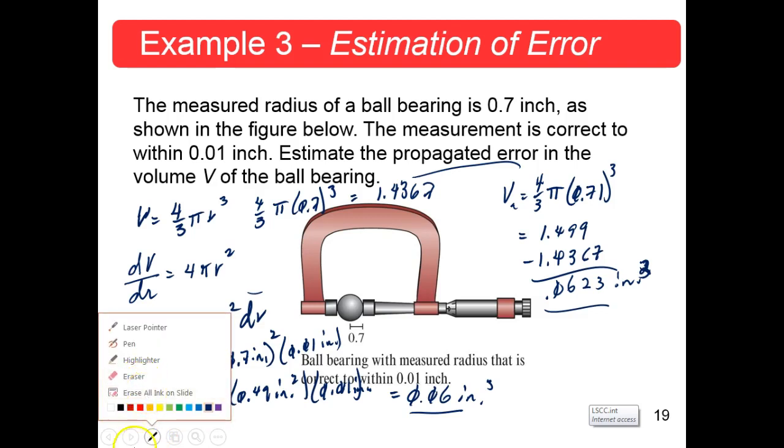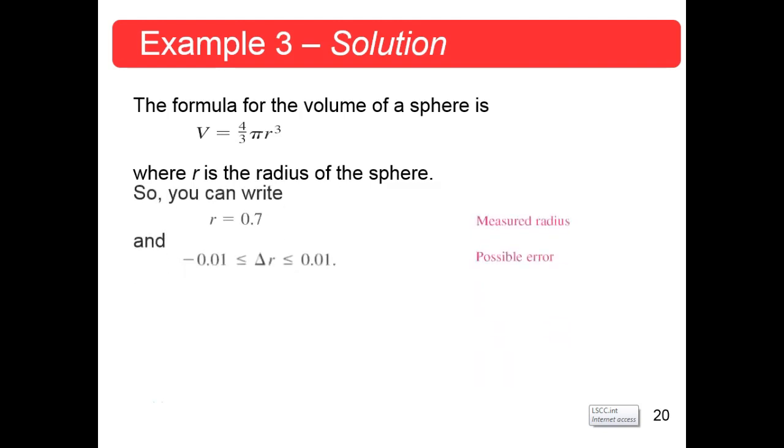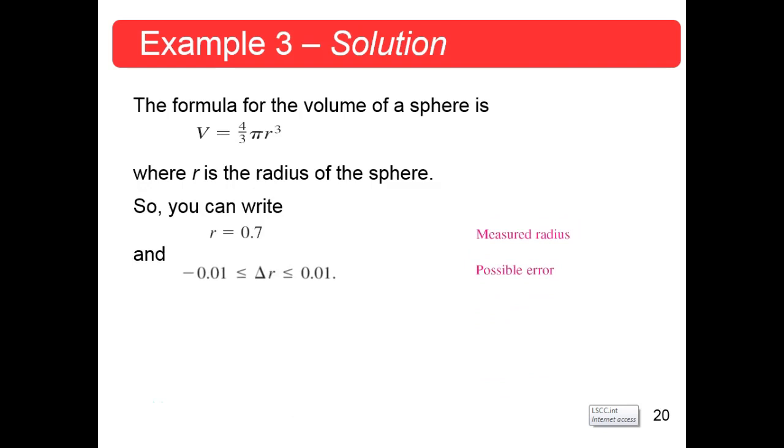I think I could probably just forget this. Yeah. The formula for volume of a sphere is V is equal to 4/3 pi r cubed, where r is the radius of the sphere. So you could write r is equal to 0.7, and you're within 0.01, minus 0.01 or plus 0.01. Okay, we just did the plus side when I did it.